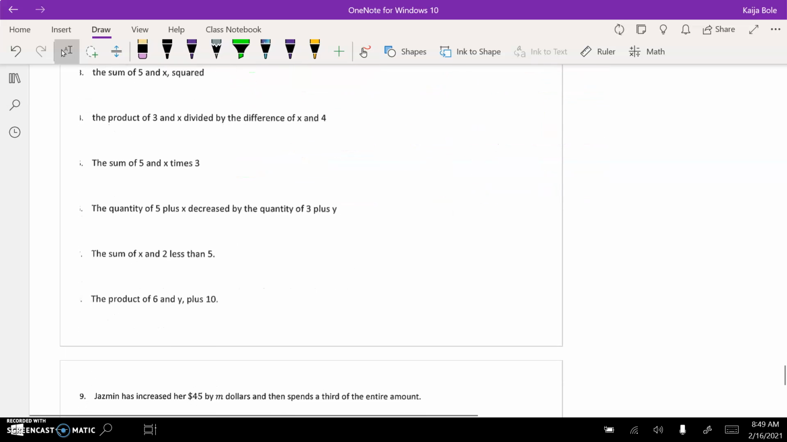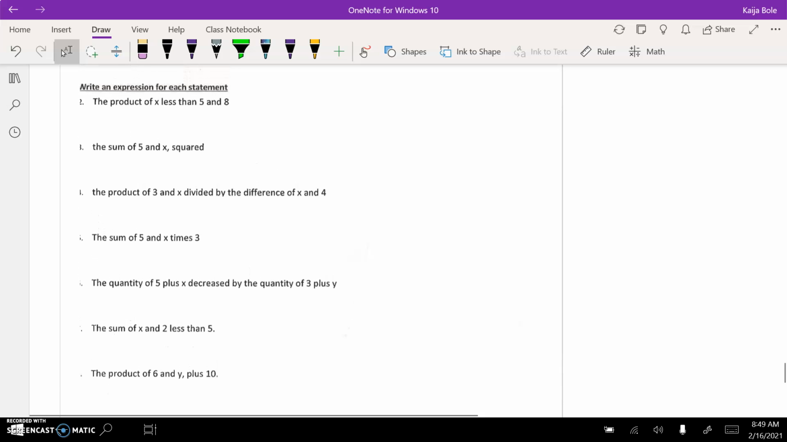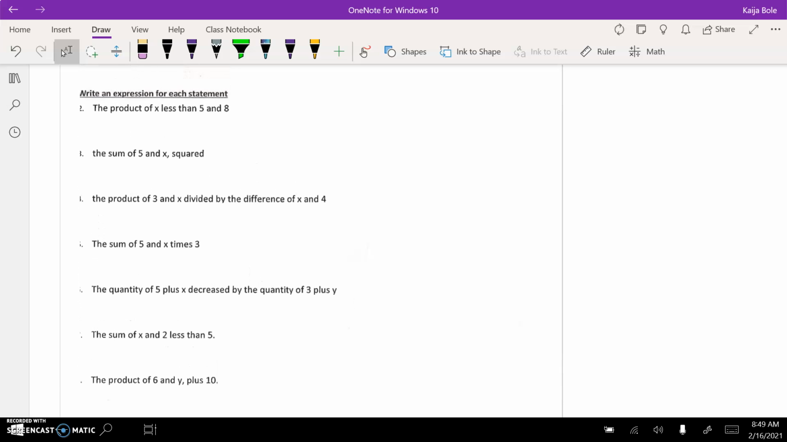Now in the bottom section for the rest of it, at least through number 8 here, 2 through 8, write the expression for each statement. So this is when you're going in and highlighting. So I would say this one is probably the trickiest one, number 6 here.